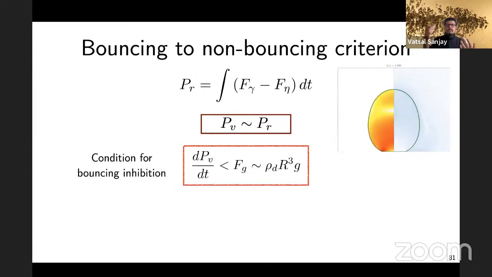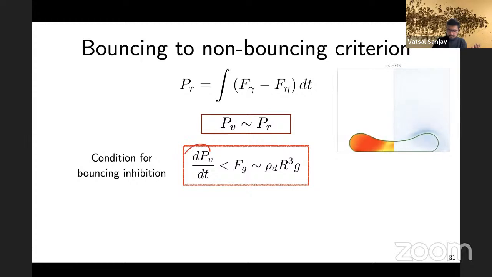And then, of course, the question is: when will this drop stop bouncing? It will stop bouncing when the rate of change of this vertical momentum is smaller than gravity, which is here. Then the drop will not bounce.